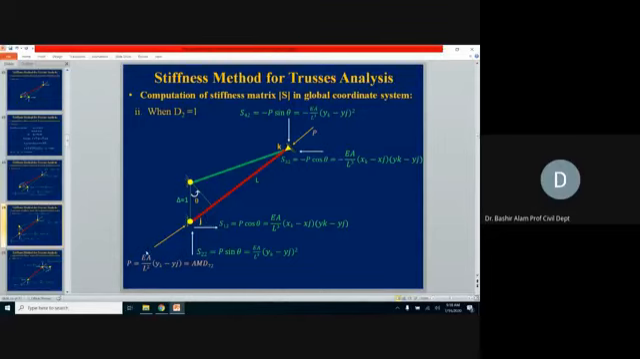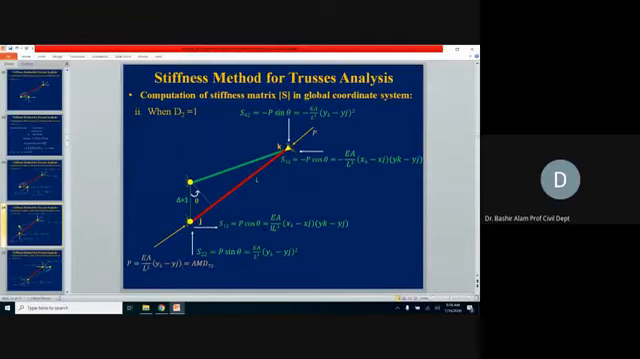Again, you can apply delta L is equal to PL divided by AE. We can put delta L equal to sine theta, and sine theta is equal to Yk minus Yj divided by L here. The same process you can repeat. So the force produced in this member, which will be member 7 in 7 due to 2 now, is equal to EA over L square times Yk minus Yj.